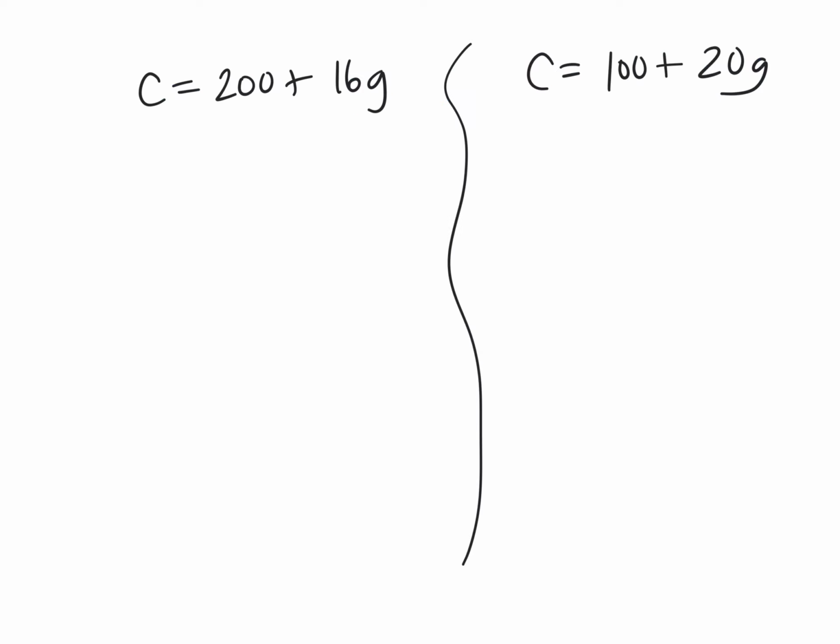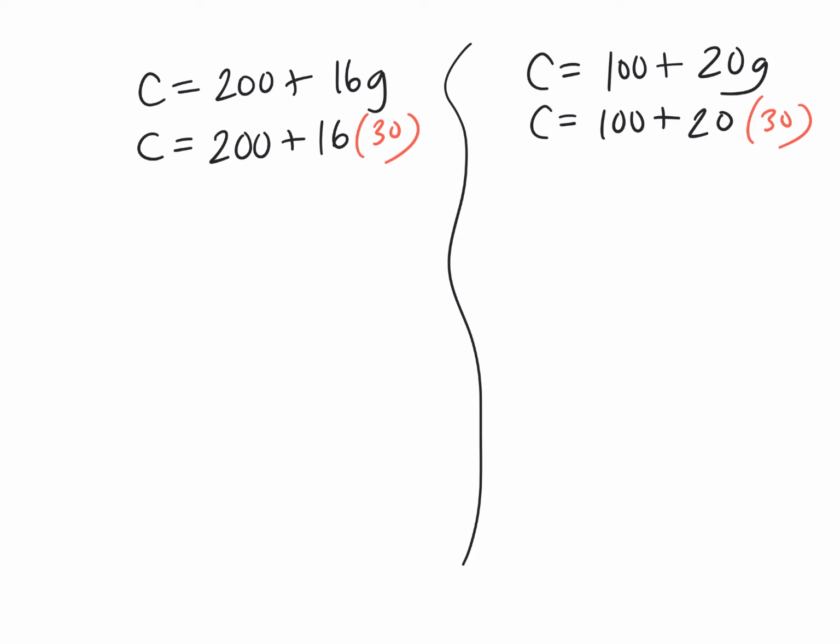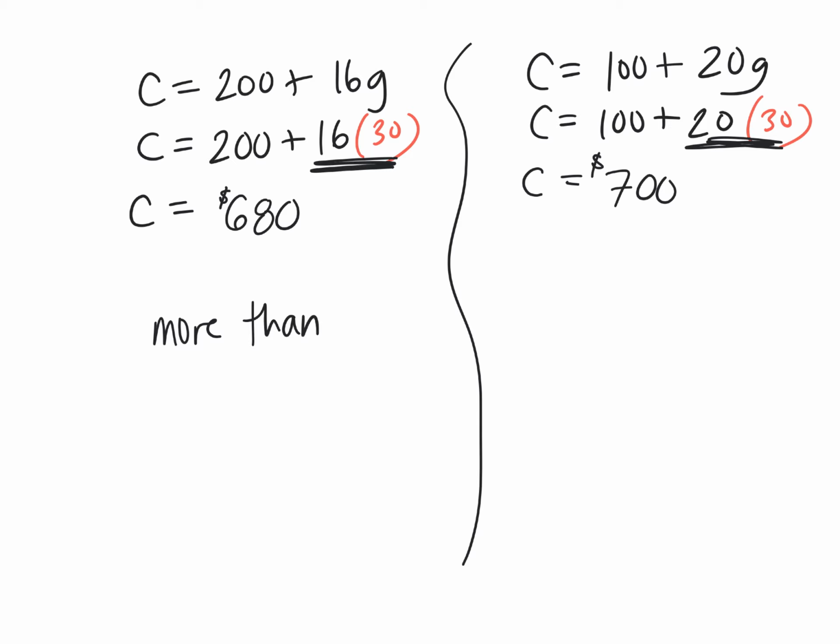Which one? So if we have more than 25 guests, let's pick a number that's more than 25. Let's do 30. If we have 30 guests, which hall is cheaper, the Family Stone Hall or the Memory Hall? What's the cost for Family Stone Hall for 30 guests? What's 16 times 30, plus 200? What is it? Yeah, 680. What's 20 times 30 plus 100? Yes, 700.